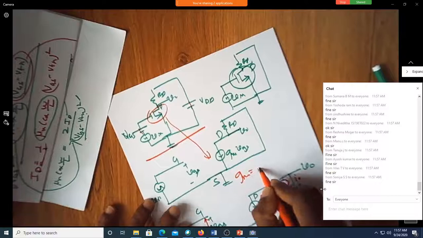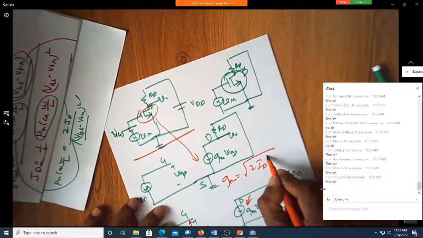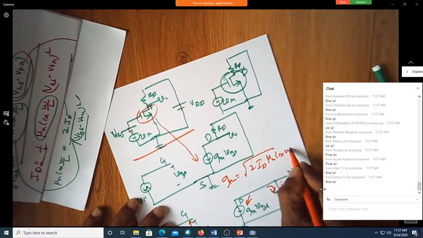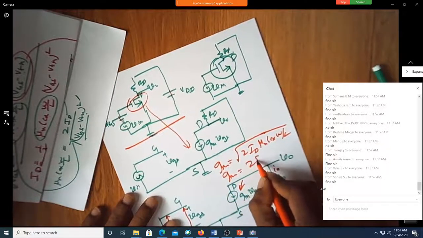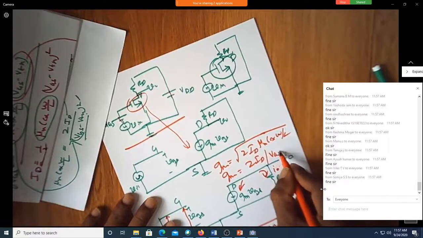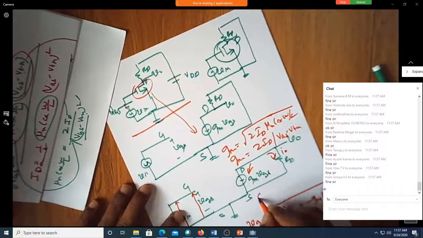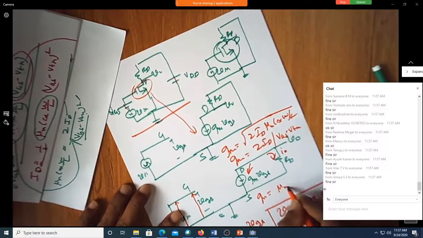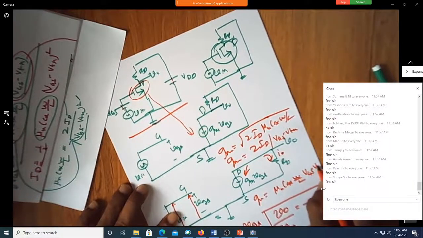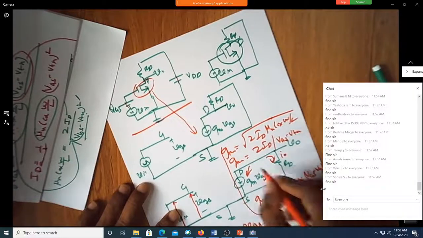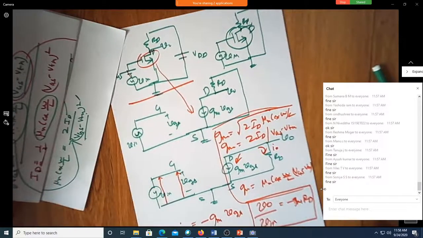What is the gm expression now? gm can be the square root of 2 ID mu n Cox W by L. Correct? gm can be 2ID by VGS minus VTH. gm can be mu n Cox W by L times VGS minus VTH. You can see there are three equations. Depending on the problem parameters available, you can choose any one of them.